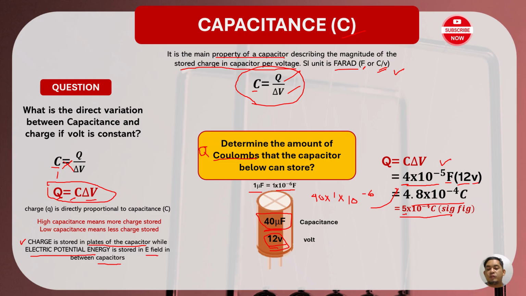Going back to the unit, why is coulombs our unit here? Obviously, it should be coulombs. So we can have it this way. Farad can be written as coulombs per volt. Remember, farad is coulombs per volt. Then we can cancel out the volts here and the other volts here, and we have coulomb as the remaining unit. So that's the answer.